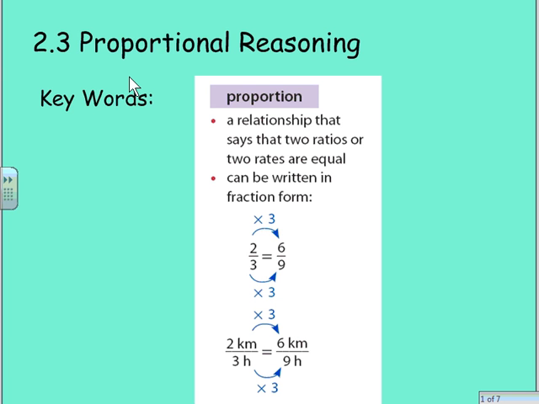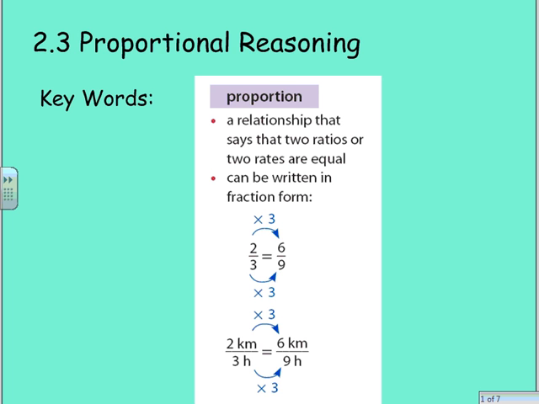For 2.3, so chapter 2, section 3, proportional reasoning. Proportional reasoning is if-then relationships. So a relationship that says that two ratios or two rates are equal. So this will usually be, or it's easiest to show as a fraction.